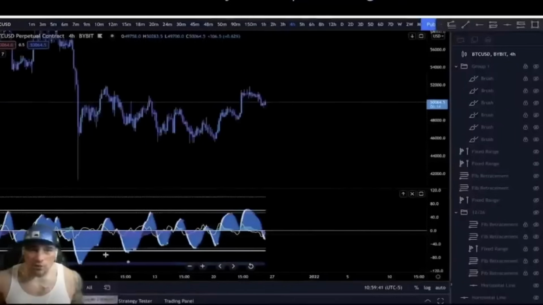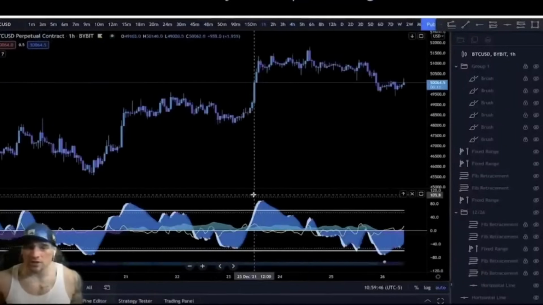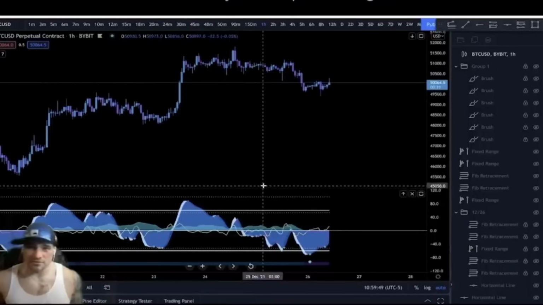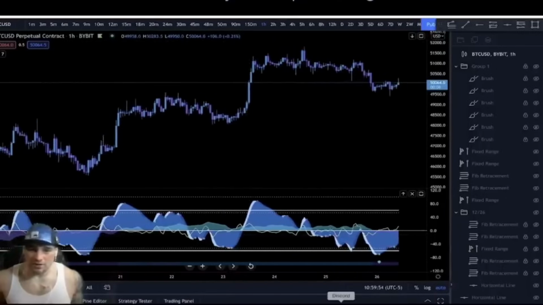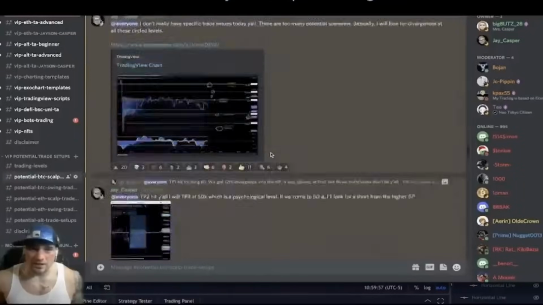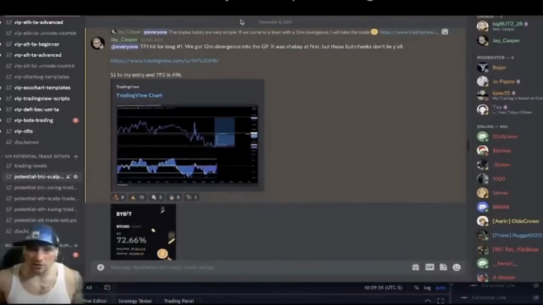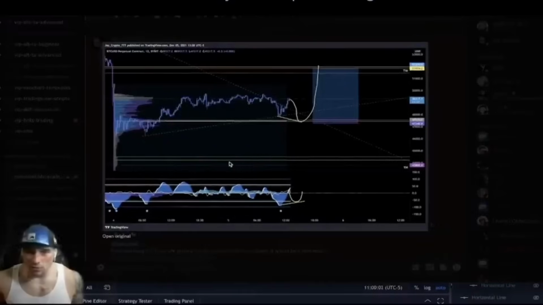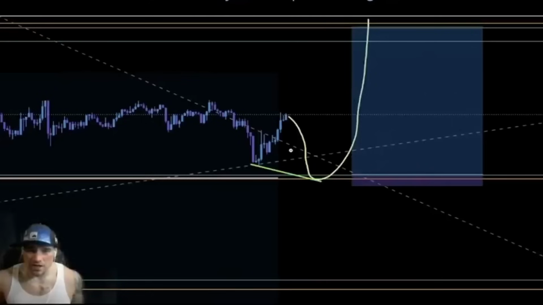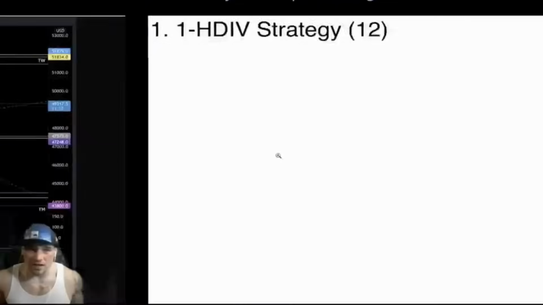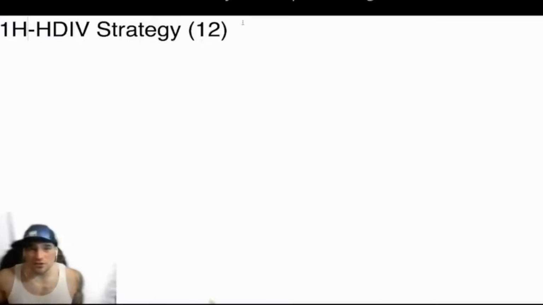On the 1 hour time frame, we're simply going to be looking for divergences. What is a divergence? If we go back to the Discord and look at what we saw when we got our entry, we gave the setup over here. The reason I bring up this specific trade is that we were doing this on the 12-minute time frame, and I like to use this strategy on the 1 hour, that's why we have the 1 right here, and on the 12-minute time frame, that's why I have the 12 right there.